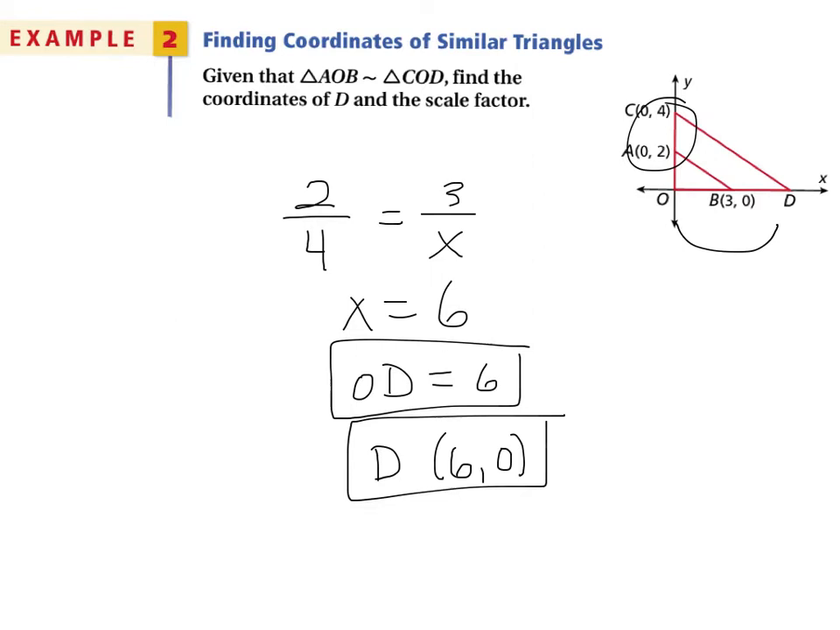Now, we also have to find the scale factor. So how do you go from (3, 0) to (6, 0)? You multiply by 2. So the scale factor is 2.